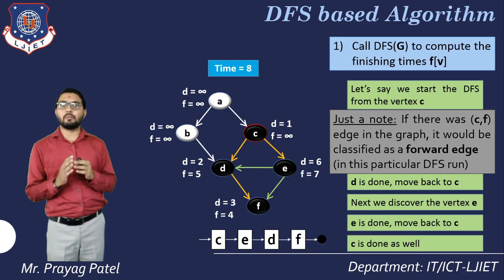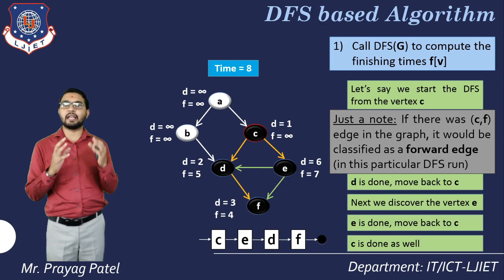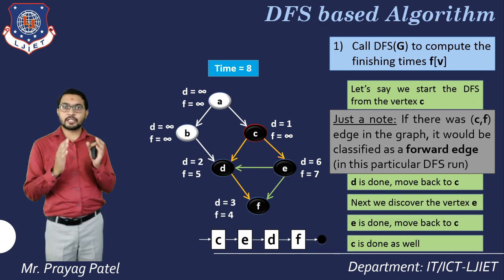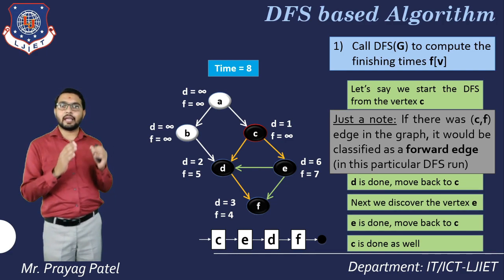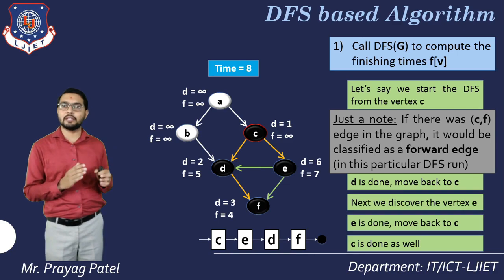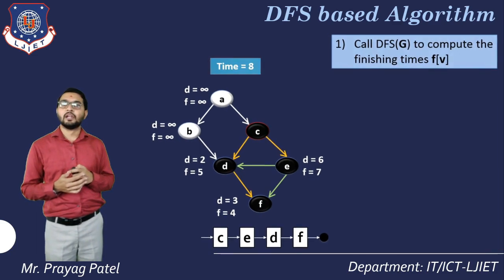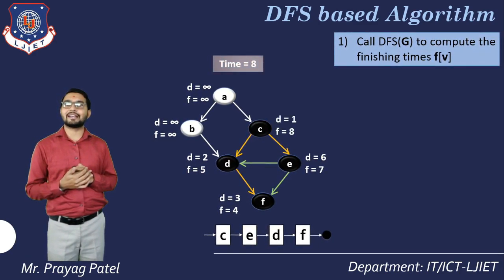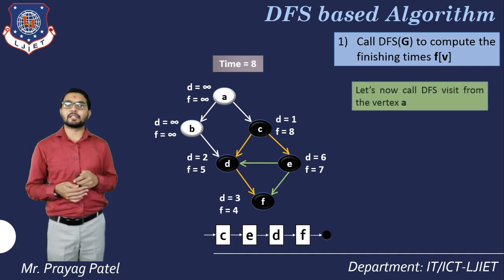So here for A and B we perform the same operation, meaning we randomly select any node as a starting node. Just a note that if there was one edge from C to F in the graph, it would be classified as a forward edge, but here no such edges are available, so there are no forward edges. Now consider the node A as a starting node for the next process according to the DFS algorithm.